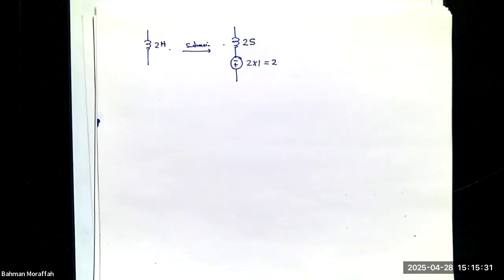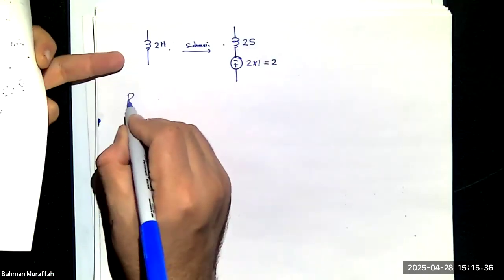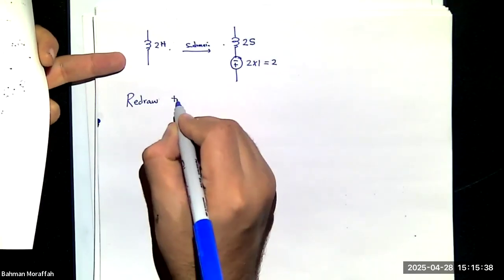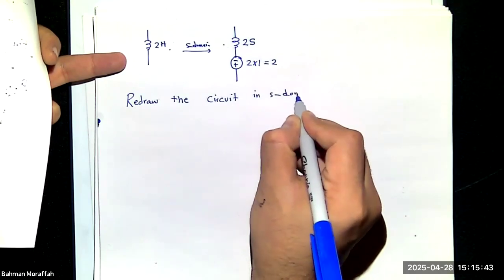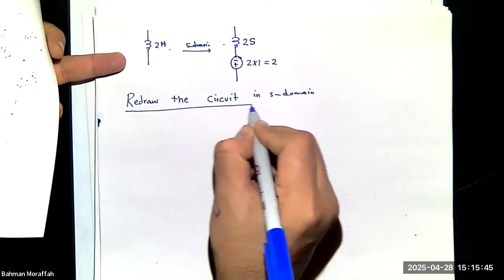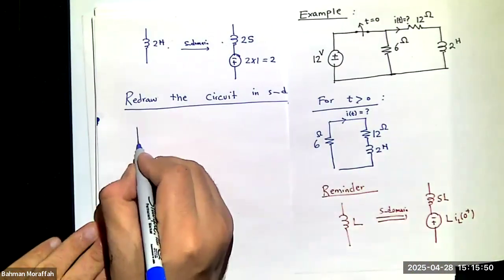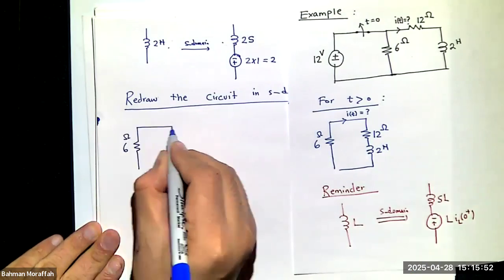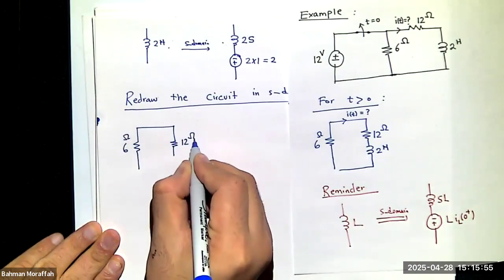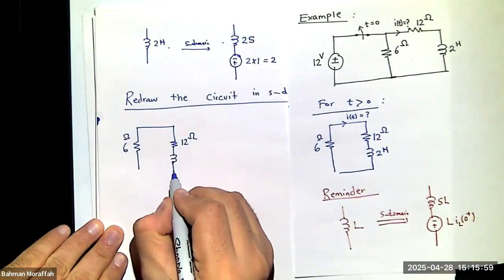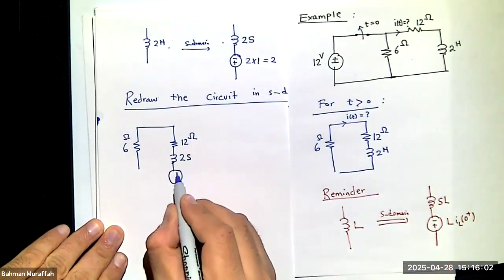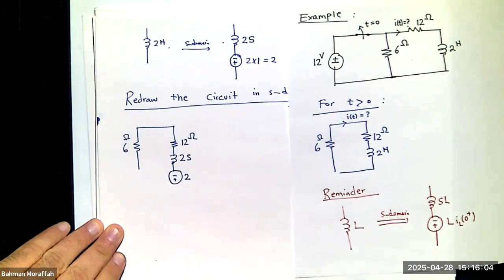Now I know exactly what my circuit looks like in the S domain. So let me redraw this circuit in the S domain. What do we have? We have this 6 ohms, which remains the same. I have this 12 ohms, which remains the same. And this inductor becomes this 2s followed by this 2.